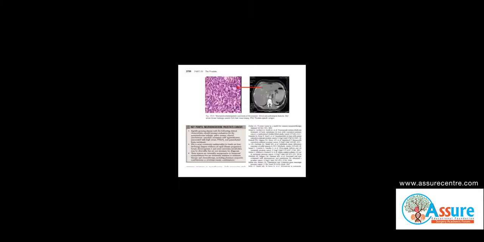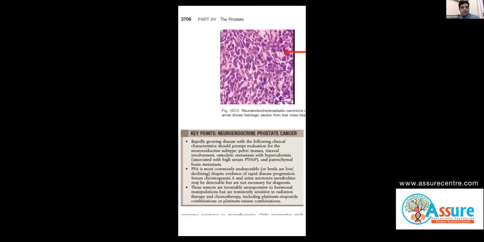So neuroendocrine prostate cancer is a rapidly growing disease. And when there are visceral involvement and osteolytic metastasis with hypercalcemia and parenchymal brain mets, it should further raise the index of suspicion. PSA is most commonly undetectable, or very low. And serum chromogranin A and urine serotonin may be detectable, but you don't have to have them for a necessary diagnosis. I mean, it's not necessary for diagnosis. And they are unresponsive to hormonal manipulation and are transiently sensitive to radiation and chemo, and platinum etoposide or platinum taxane combinations.